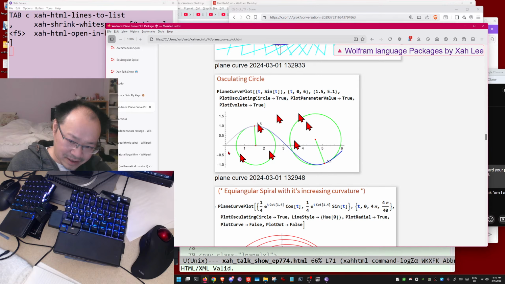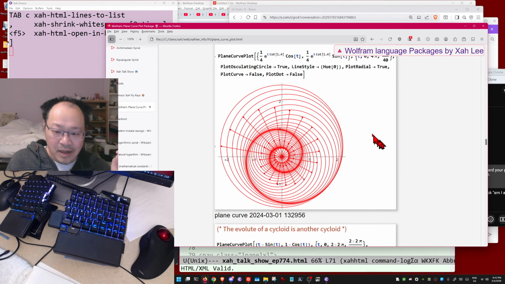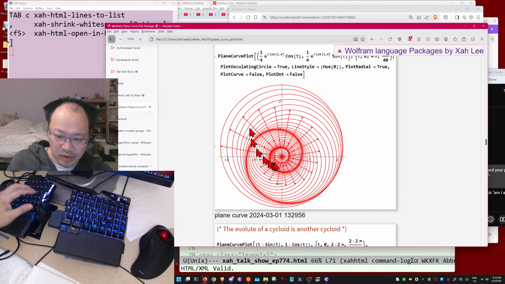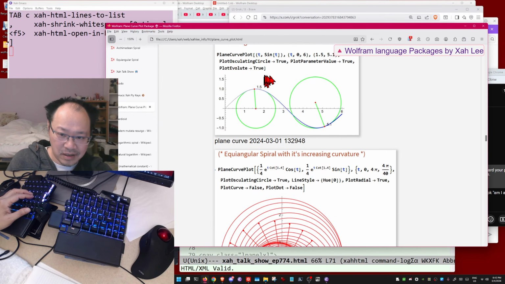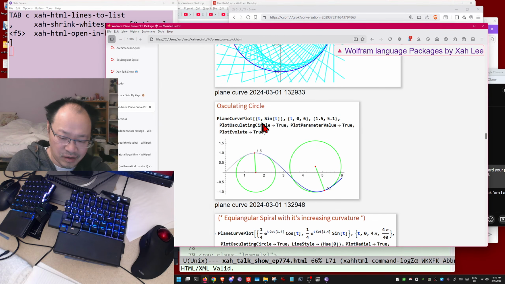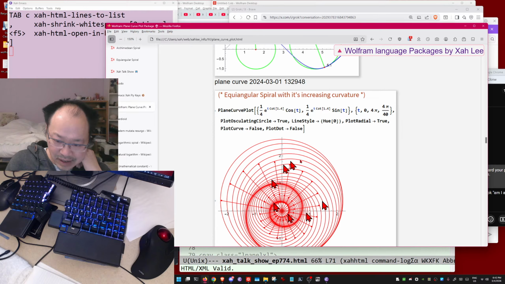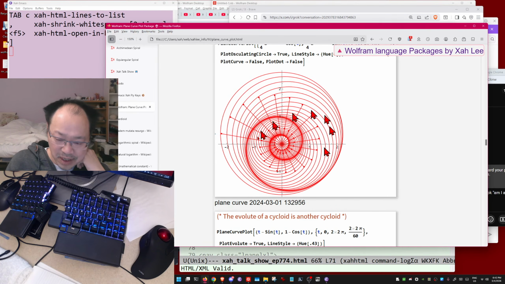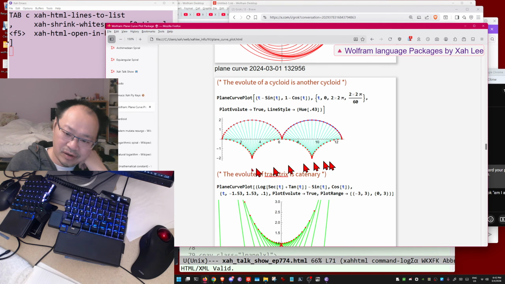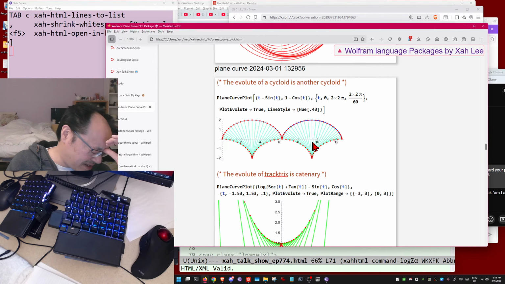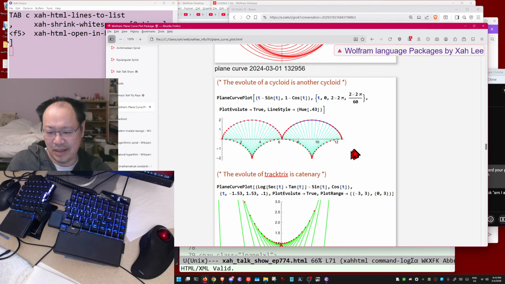This is a fantastic concept. Anyway, you can also just call it the kissing circle, okay, the kissing circle of a point on the curve. So you can draw that for spirals and for cycloid. Now this curve has another fascinating property.